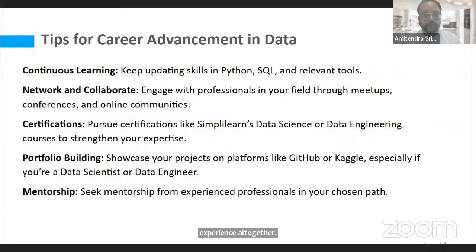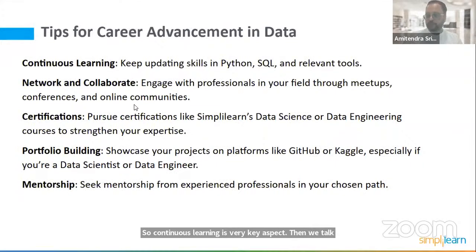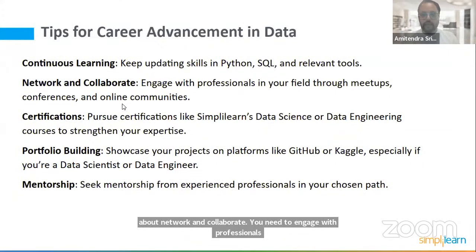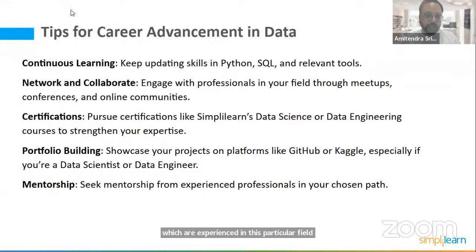Then we talk about network and collaborate. You need to engage with professionals who are experienced in this particular field. Connect with them on LinkedIn probably, or meet them wherever possible. Talk to them in terms of what kind of problems they are solving, or what kind of challenges they have faced in the past in terms of solving a particular problem. Or probably you can always ask them how they shaped up their journey in this particular field.